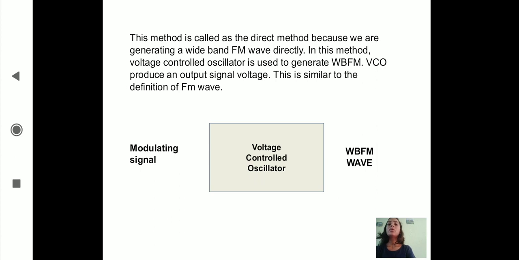In this method, a voltage controlled oscillator is used to generate WBFM. The VCO produces an output signal voltage. This is similar to the definition of an FM wave. A modulating signal is fed to the voltage controlled oscillator and then the WBFM wave is generated.